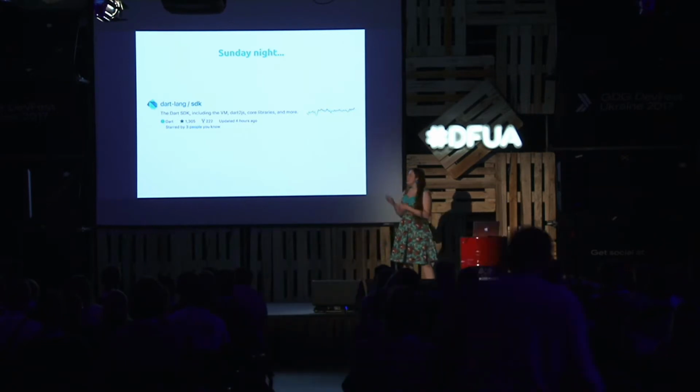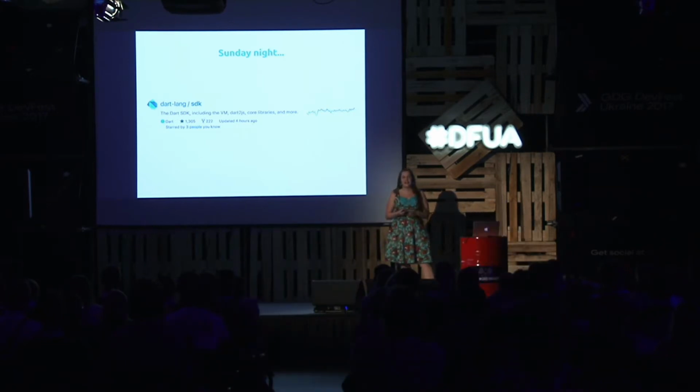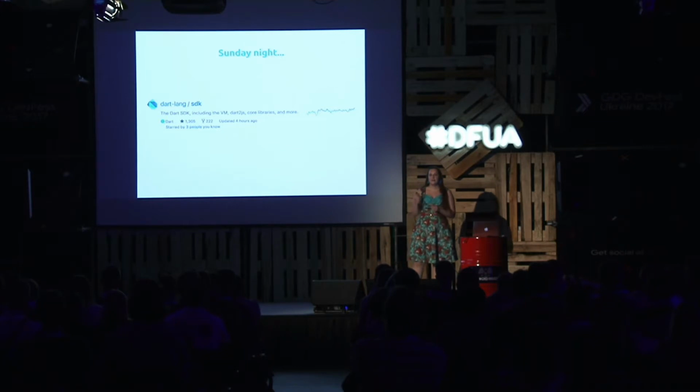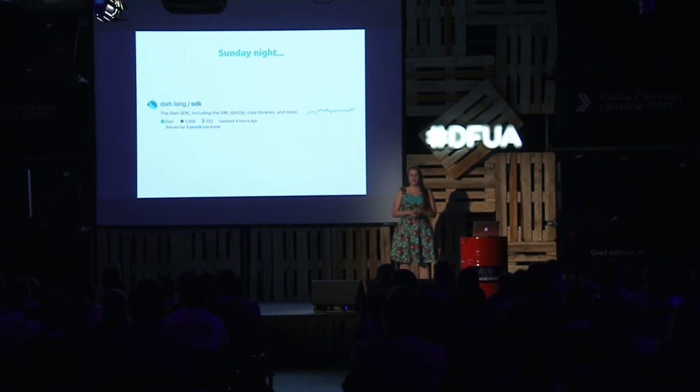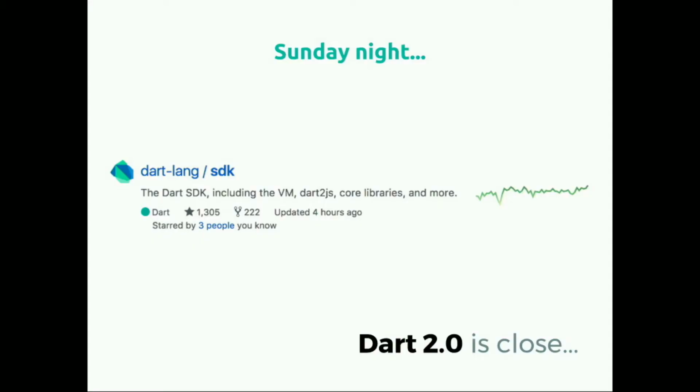For example, you can see here, this is Sunday night. The Git repository was updated 4 hours ago because there were some issues or something new. So it's pretty much active. And also the language evolves. Very, very soon, there will be the next version called Dart 2.0.